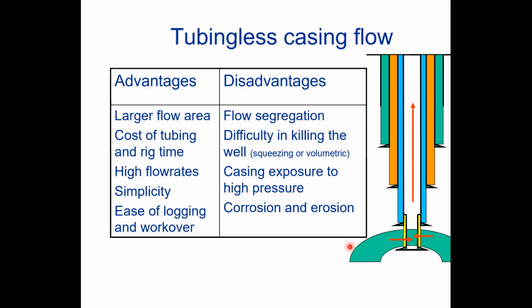The first one, casing flow. Casing flow is good for high permeability reservoirs and high rates.